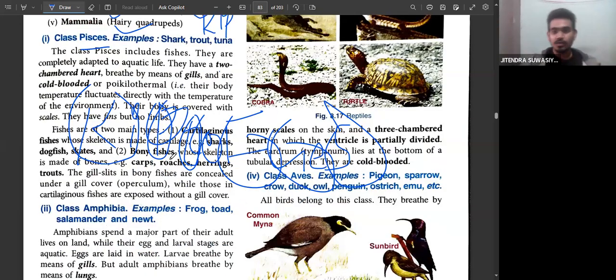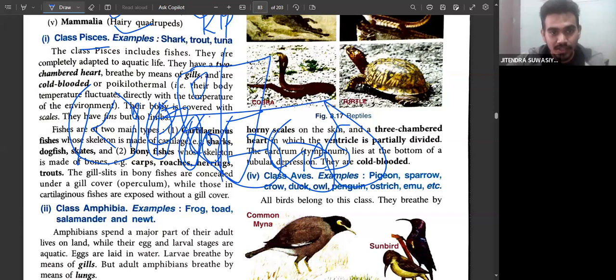The class Pisces includes fishes. They are completely adapted to aquatic life. Machli jal ki rani hai, jeevan uska pani hai, bahar aayegi to mar jayegi, because they are aquatic, not terrestrial. They have a two chambered heart. What about human beings, how many chambered heart do we have? Human beings, how many chambers of heart do we have? So this is the heart, dorsal, ventral. We have a four chambered heart.